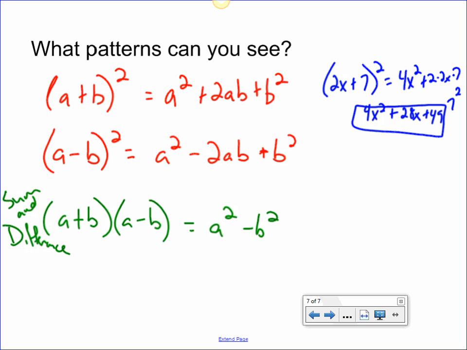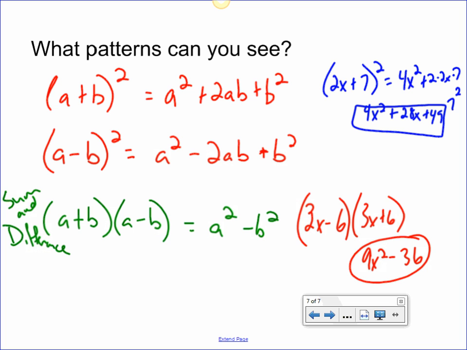Okay, or if I asked you down here to do a 3x minus 6 times a 3x plus a 6, hopefully we can see that that's going to be the 3x times the 3x would be a 9x squared, and then minus a 36. That would be your final answer. Okay. Hopefully this is making sense to us. That's all I've got, so that is a wrap.